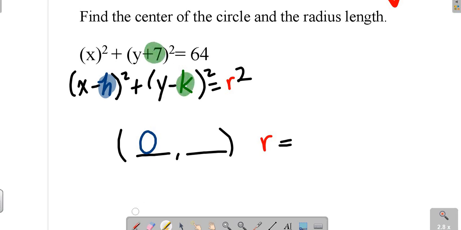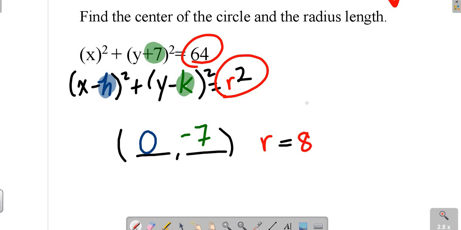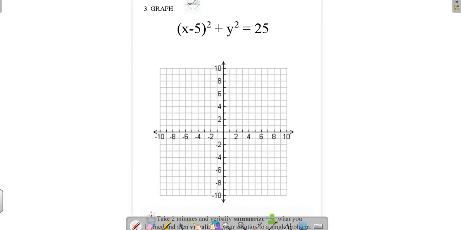What swapped those signs was a double negative, so you had negative 7. And then we have r squared equals 64, therefore the radius has to be 8. And that's how hard this is going to get. H, k, radius. Last one, I'd like you to pull this apart and graph it.